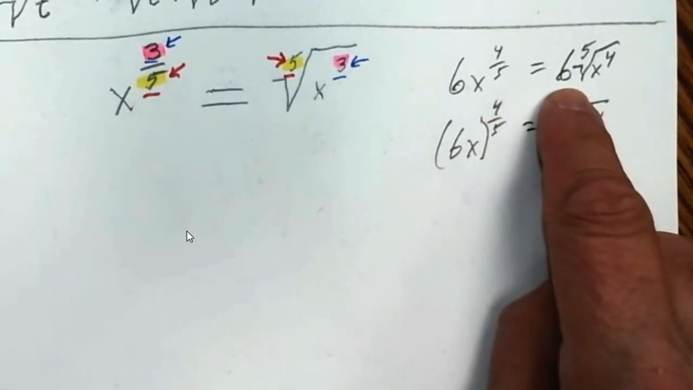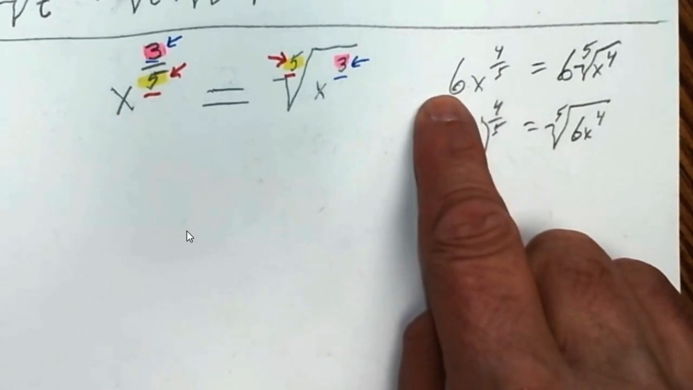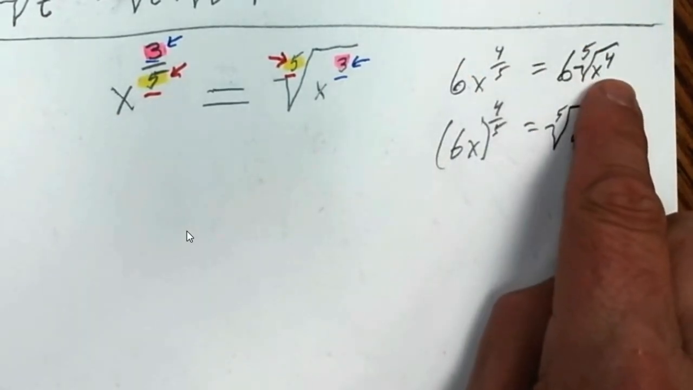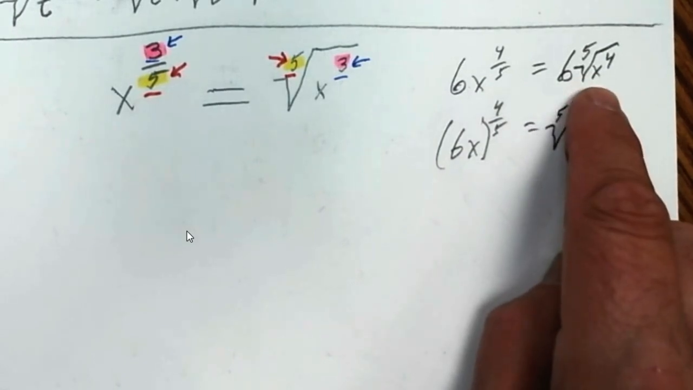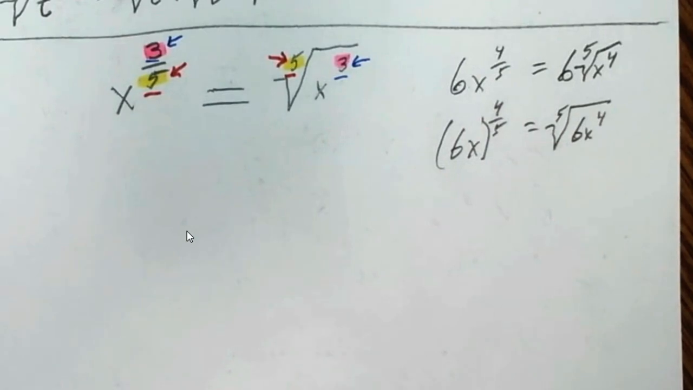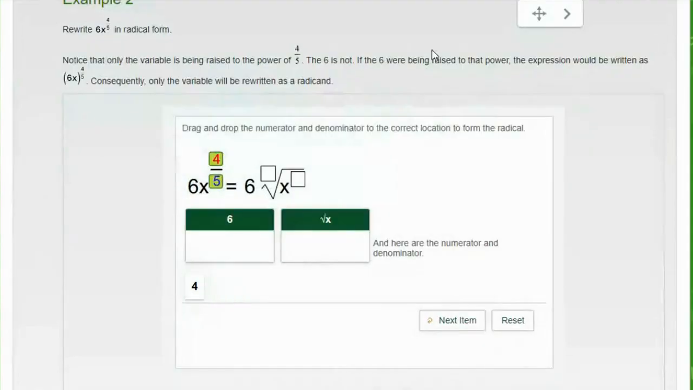So the 6 would just stay out front and be multiplied by the 5th root of x to the 4th. Where this one, all of it goes underneath there because it's in parentheses. So that's important to make sure you know when to include the 6 under the radical and when not to. So it's not part of the radicand on that one.